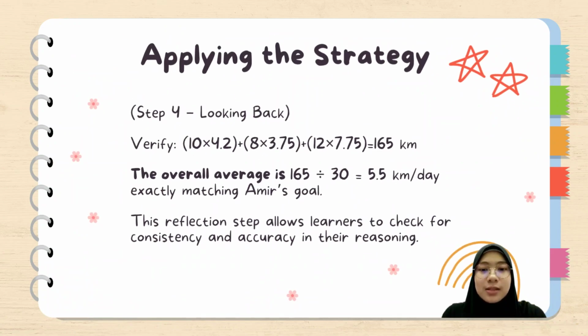In this final step, looking back, I verified my solution. It is 10 times 4.2 plus 8 times 3.75 plus 12 times 7.75 equals 165 kilometers. When dividing 165 by 30 days, Amir's overall average is 5.5 kilometers per day, exactly matching his goal.